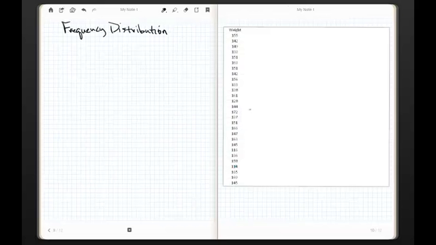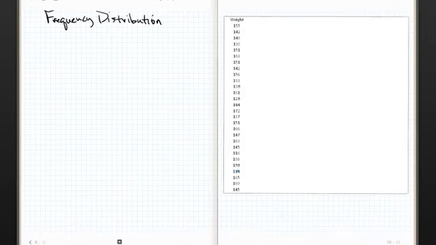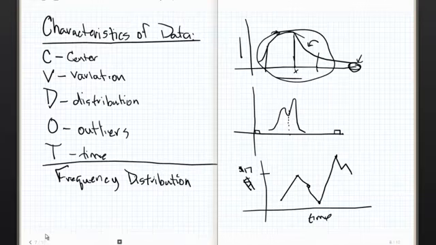Okay. All right, now we're going to talk a little bit about something called a frequency distribution. And a frequency distribution is simply a way to organize data. So we have that mnemonic device back here that I showed you, this CVDOT. But the problem is for this to be really effective, for you to start getting an intuitive feel for how this works, you have to have a distribution. You have to have some sort of graph to look at to start sort of playing with the data.